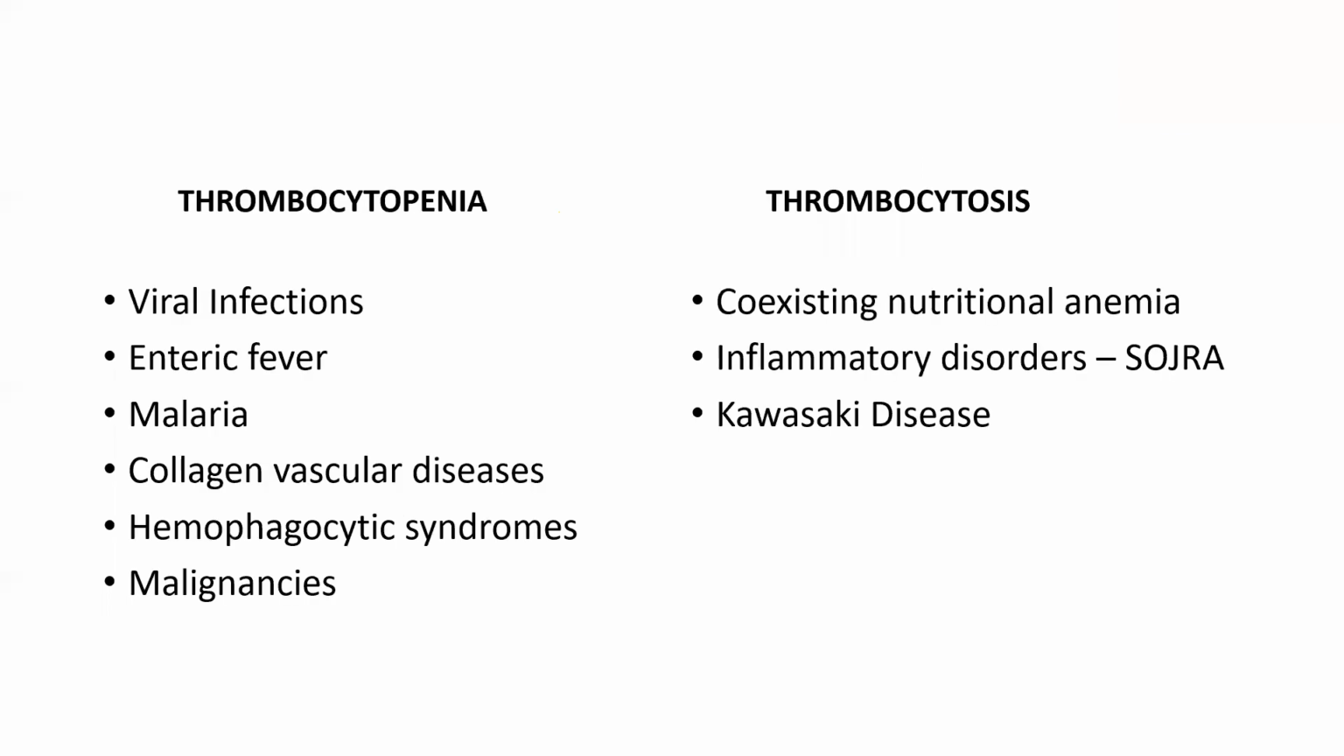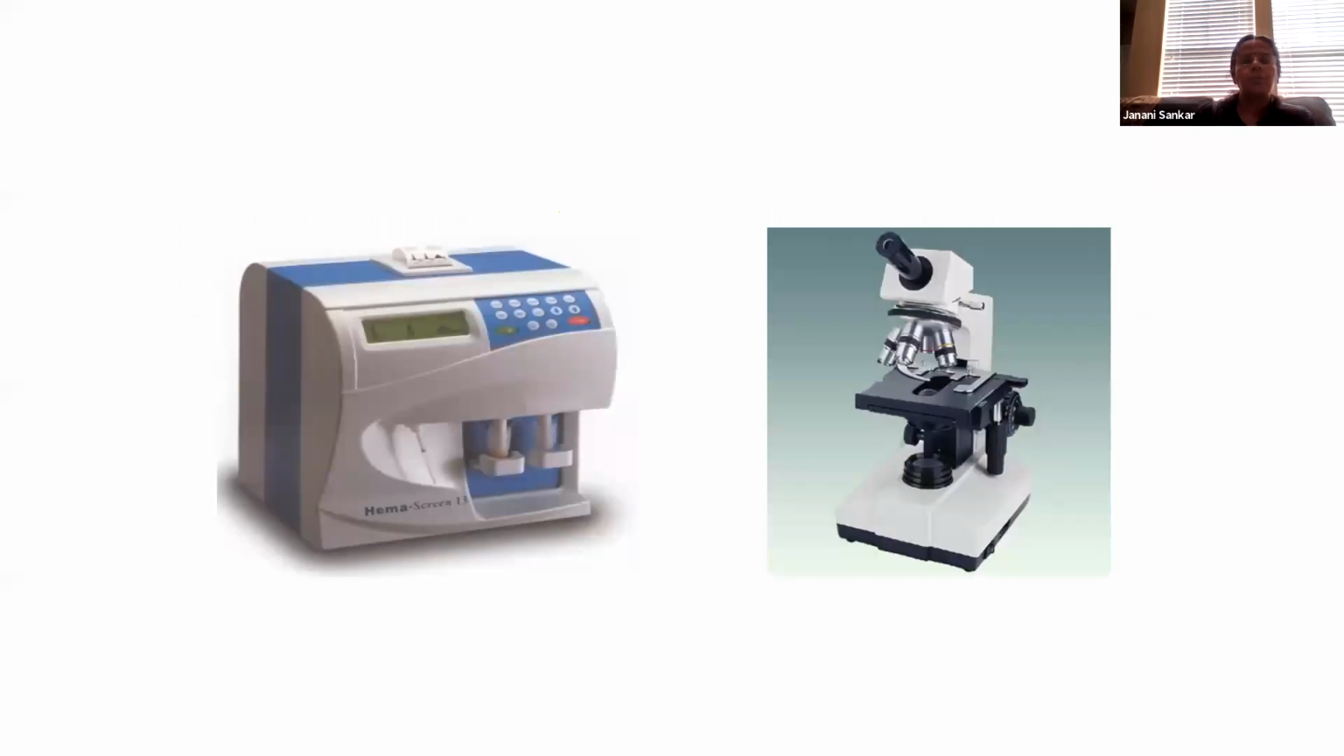Thrombocytopenia, again, viral infections, enteric fever, malaria, collagen vascular diseases, hemophagocytic syndromes, and malignancies. Thrombocytosis, coexisting nutritional anemia, inflammatory disorders, and Kawasaki-like presentation of MISC. So whatever said and done, even though you have a counter, no one can underestimate the value of a microscope. You have an abnormal flagged report, go back and cross-check with your microscope. That's very, very important.